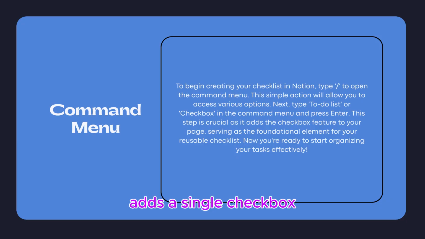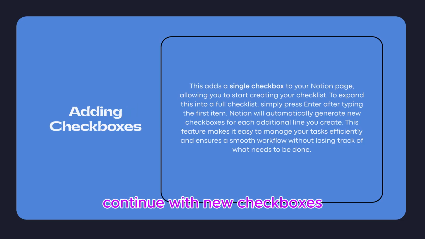This adds a single checkbox. To make a full checklist, press enter after the first item and Notion will automatically continue with new checkboxes.